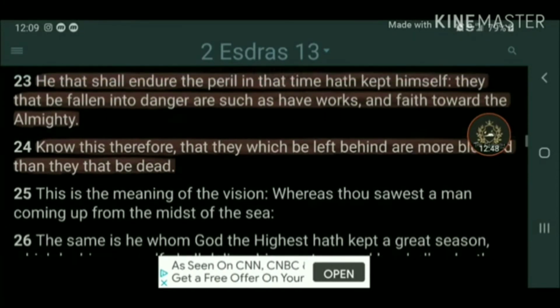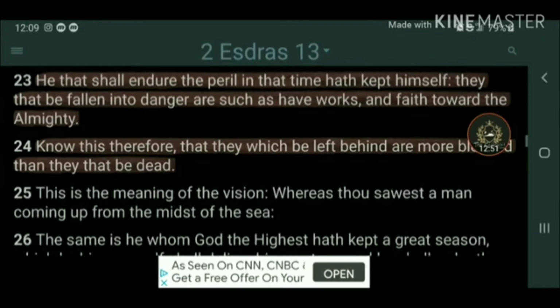These are the ones who are left behind that are fallen in danger. They have faith and works toward the Almighty.